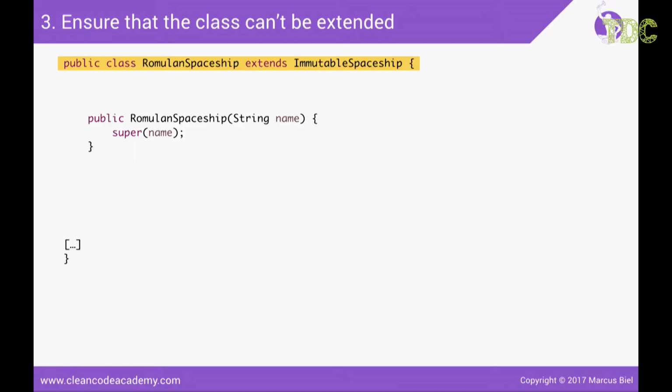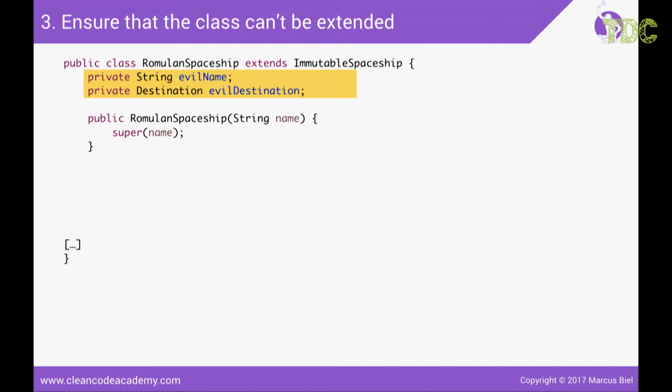So, following along with my Star Trek example, I thought, hey, the Romulans are the evil guys, right? So they are now trying to destroy our immutability. So of course, they extend the immutable spaceship because so far this is possible. So next thing they do is they add 2 new fields, an evil name, an evil destination. In my original example here, I had just said name and destination, which is also possible, but it's a bit confusing because you should understand these 2 different new fields.